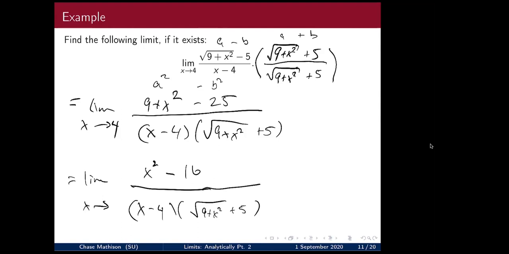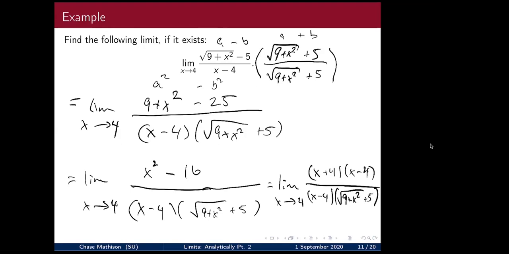Okay, and now what does that top factor as? Plus 4, minus 4. Yeah, we get another a squared minus b squared going on here. So this is the limit as x approaches 4 of x plus 4 times x minus 4 over x minus 4 times the square root of 9 plus x squared plus 5. And now what happens? Yeah, we cancel that factor because math is on.